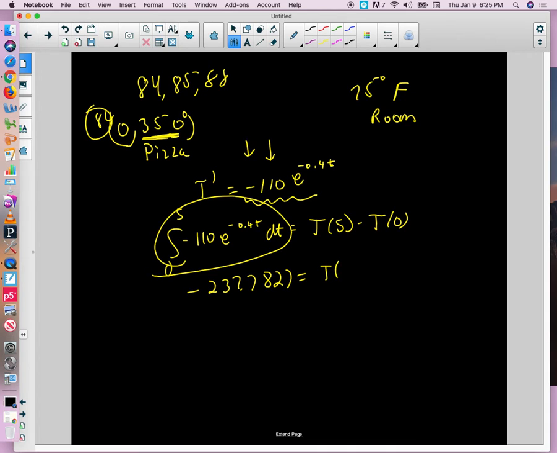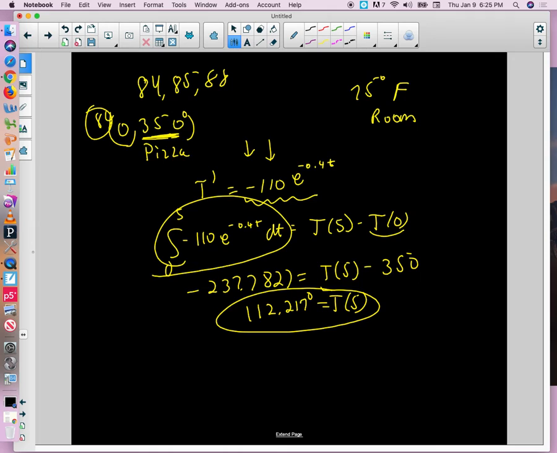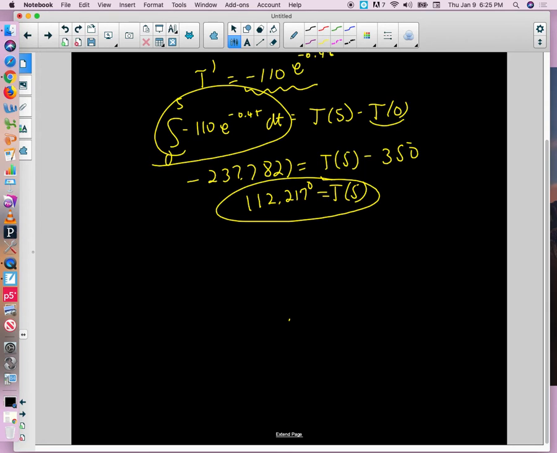And T of 5 we're looking for, the temperature at 5 minutes, and the initial temperature of the pizza was 350. And so T of 5 ends up being 112.217 degrees. And it should have cooled off, so you can think about whether your answer makes sense. 85 and then 88.